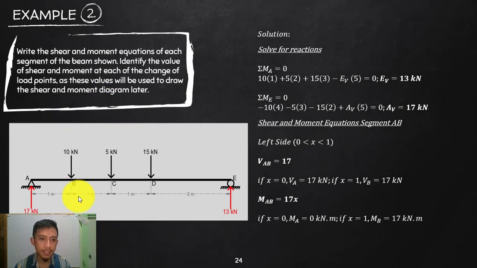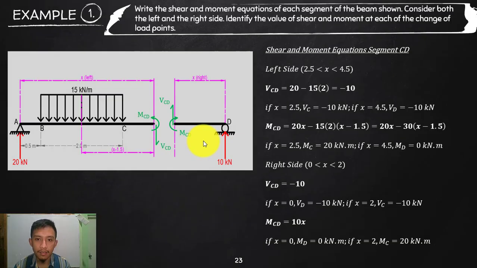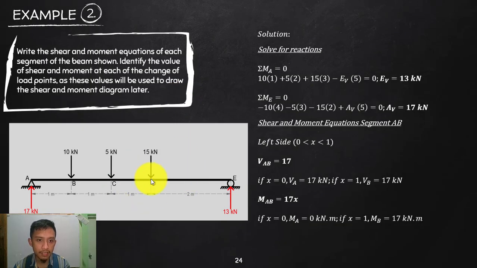Now let's have another example, but this time we will try to draw. We will just stick to one of the sides. I just showed you that both sides will be giving us the same, but for the next example, let's just stick to considering your left side, so that we will not be having a long solution. And this time we will now try to draw the shear and moment diagram.